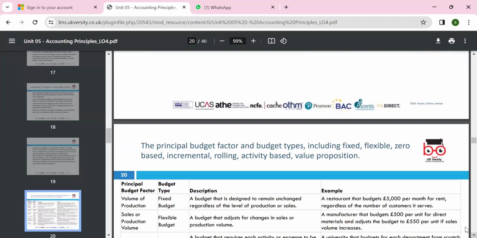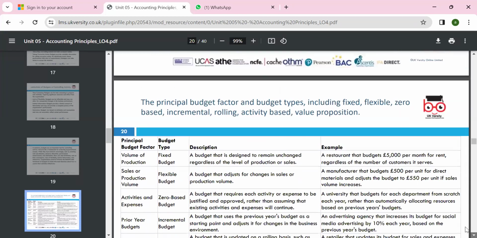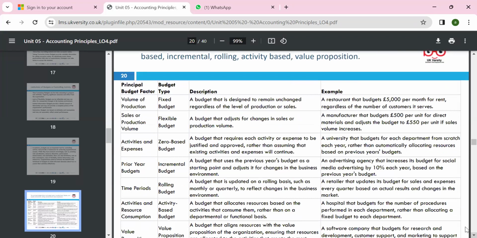Then we can look at different types of budget and their examples. A budget can be volume based. What is meant by volume? Volume means sales, like how many thousand units. A budget can be designed to remain unchanged regardless of the level of production.